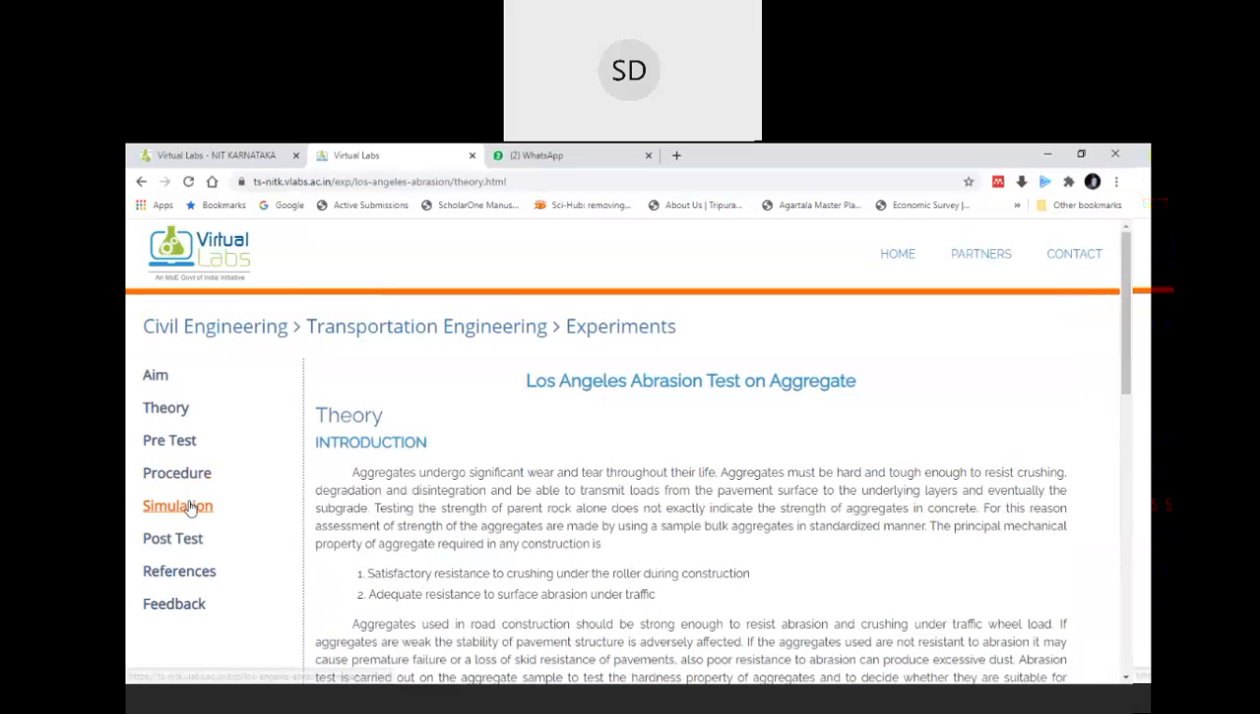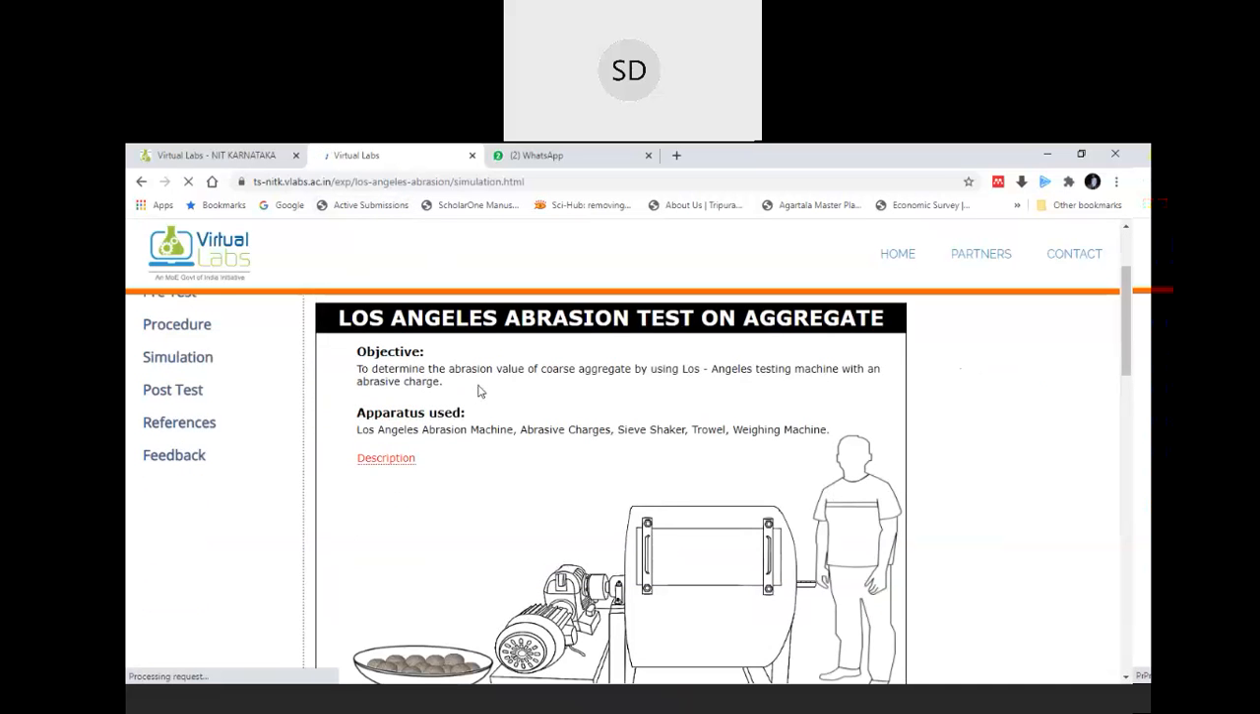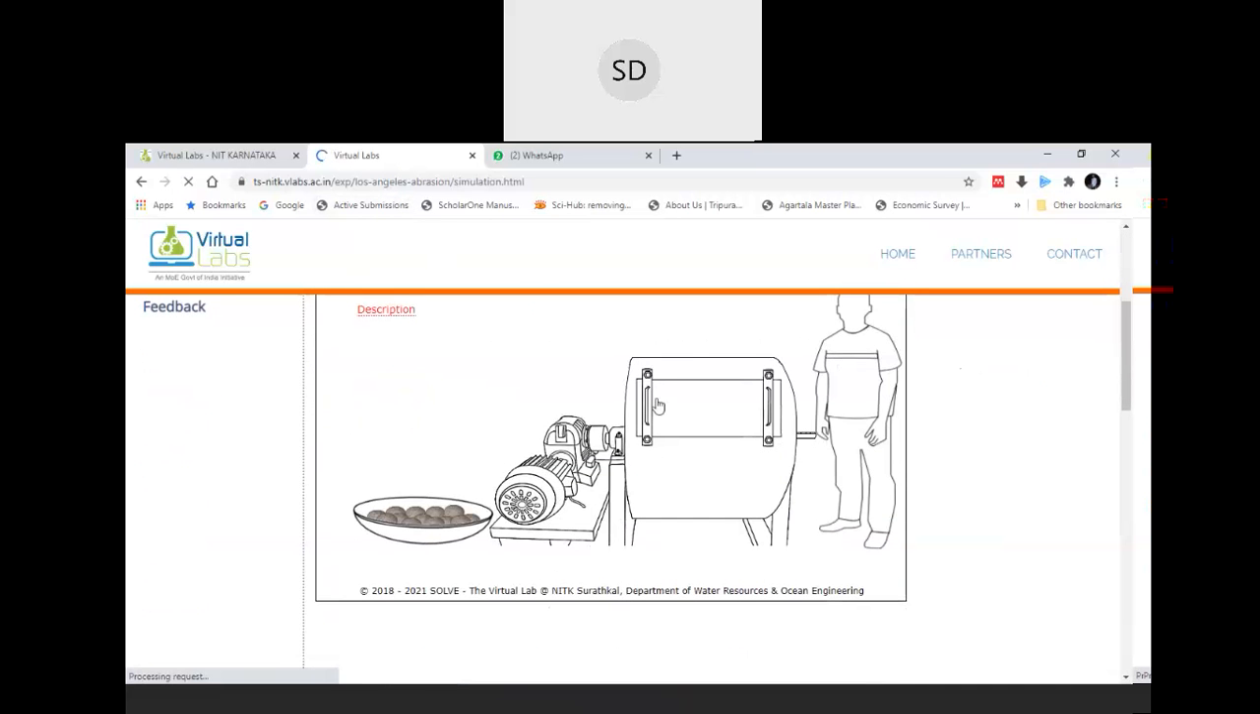So let us directly go to the simulation portion of the test. Basically, this is your cylindrical drum where you will place your aggregate, and these are the abrasive charges. Basically, they are cast iron balls.